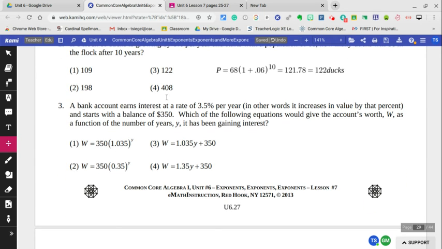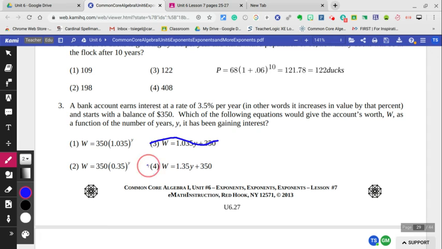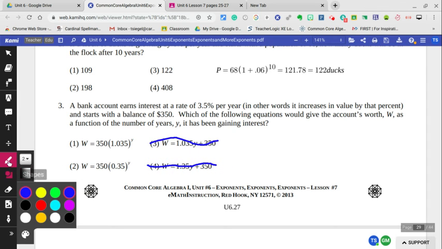And then a bank account earns interest at 3.5% per year, right? So it's going to increase and starts with a balance of 350. They want to know which of the following equations would be that. So here we have the initial amount is 350, so it can either be one or two, right? Because these are exponents. It grows exponentially. These two are linear equations, so if you wanted to, you could just cross these out, right? These two are linear, so they're gone.